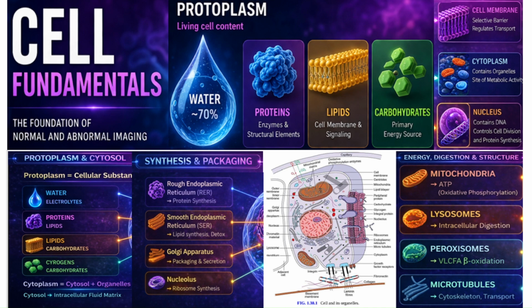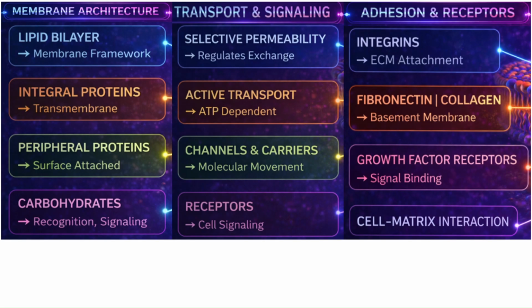Let us now focus on the cell membrane, a dynamic interface between the cell and its environment. The cell membrane is primarily composed of a lipid bilayer, which provides structural integrity and fluidity. Embedded within this bilayer are integral proteins that span the membrane, while peripheral proteins remain attached to its surface. Carbohydrates project outward and are essential for cellular recognition and signaling.